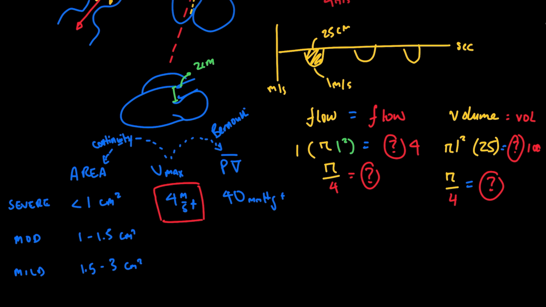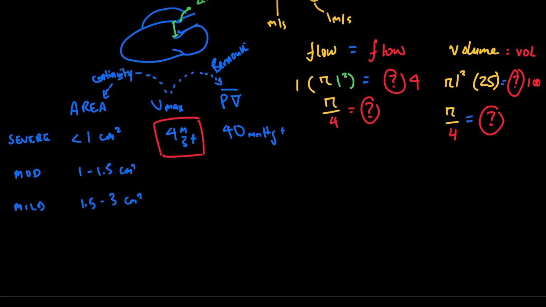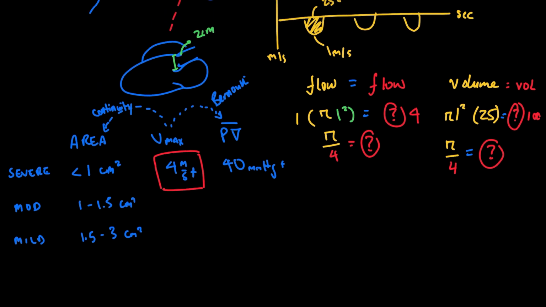Now, a couple things to keep in mind as you're doing these measurements. One, let's say you think the patient has severe aortic stenosis, but the Vmax is 3.5, or it's not quite 4, but you suspect it's actually severe. One is make sure you're measuring Vmax in multiple views.